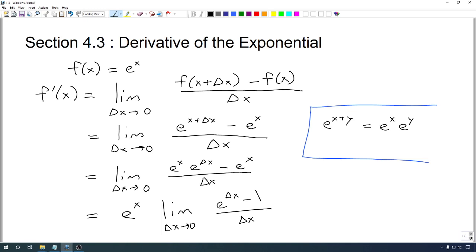Note that all the x's are out of the limit now. We have an e to the x on the outside, but the limit here only involves delta x's. That means that this limit is just some number, and we want to know what the value of that number actually is. Now we could go ahead and test some small values of delta x and try to see how it goes from there. But we're going to actually go back to the definition of e to get an idea.